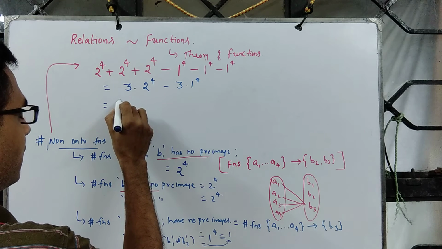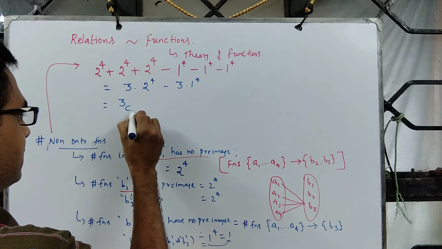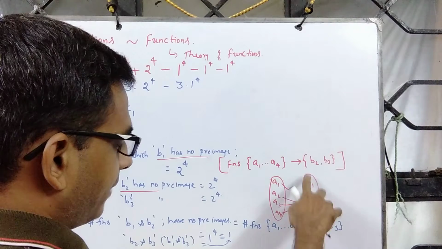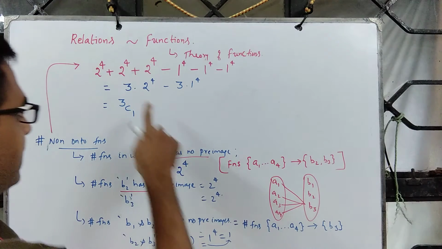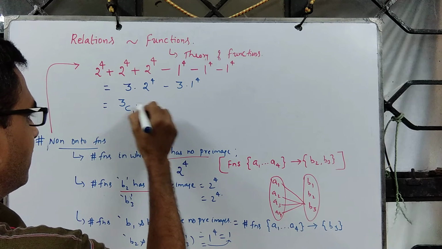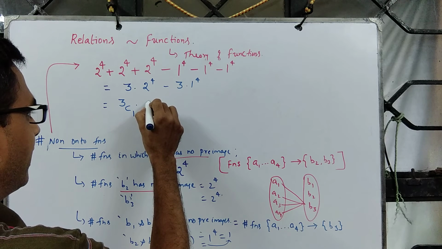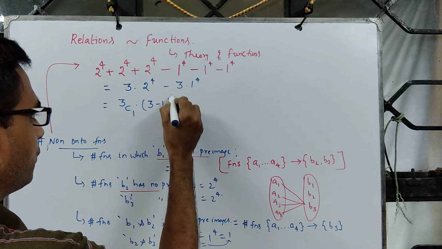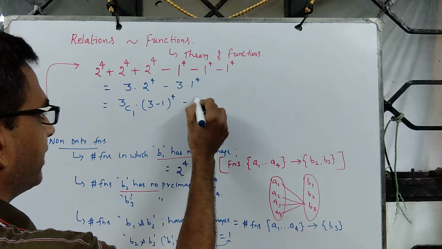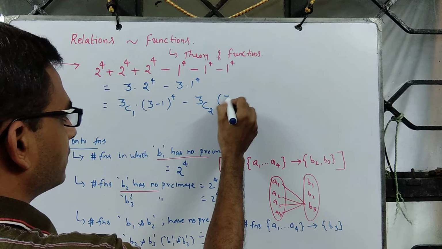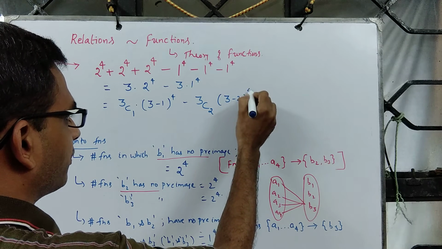Further, what is this? This is 3 choose 1. Why? Out of 3 elements, 1 element is not having a pre-image. So how many such possibilities are there? There are 3 of them. And this one I will write as 3 minus 1 to the power 4, minus this, let me write it as 3 choose 2 times 3 minus 2 to the power 4.